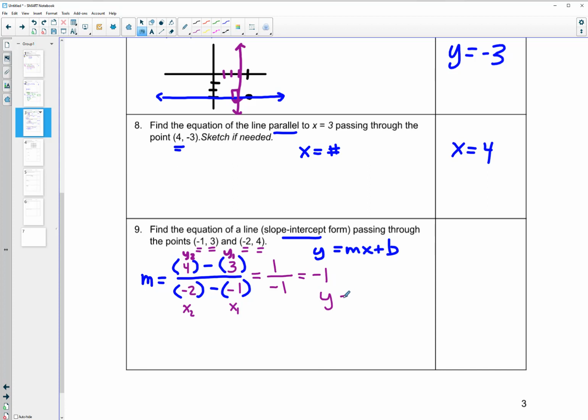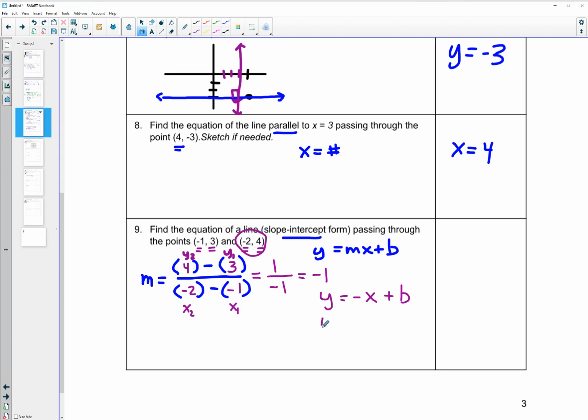So now we have y equals negative 1x plus b. We had that earlier, if you remember. And I'm going to plug in either point. Students always ask me, which point should I plug in? Doesn't matter. If one of them had a 0, I like to use that one. Or sometimes I like even numbers better than odd numbers. Doesn't really matter. I'm going to use this second point here.